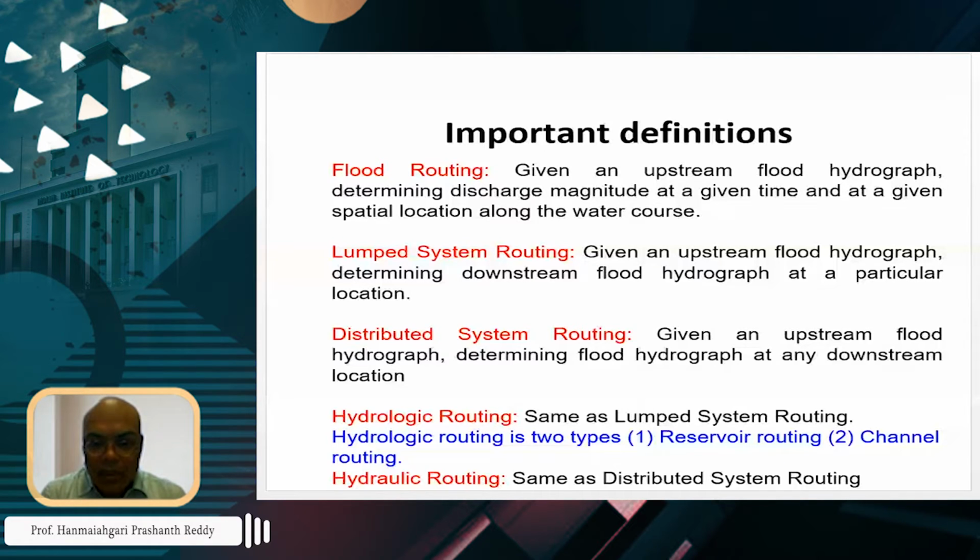So again, flood routing is of two types. Okay, lumped system routing and distributed system routing. This lumped system routing is also called hydrologic routing, and distributed system routing is called hydraulic routing. So what is the difference between hydrologic routing and hydraulic routing mathematically? In hydrologic routing, that is lumped system routing, we use only the continuity equation. But in hydraulic routing, we use the continuity equation as well as the momentum equation.